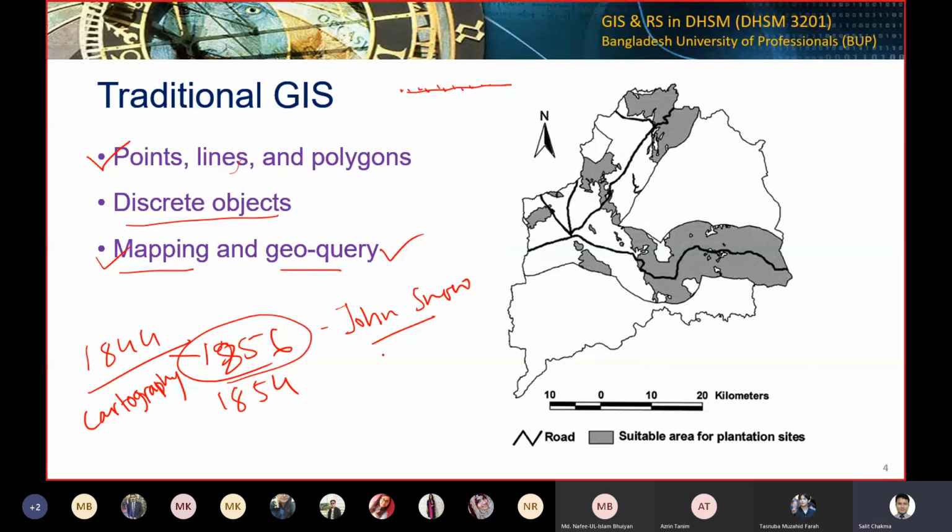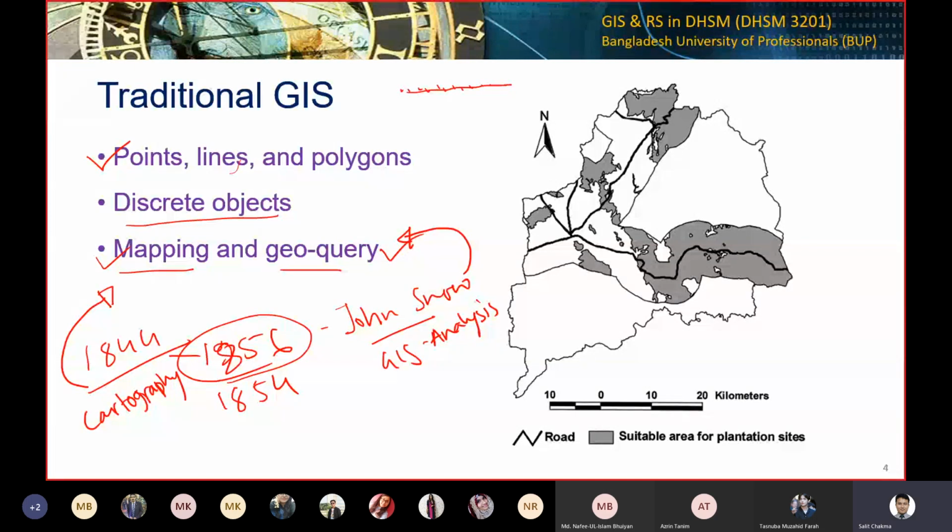And John Snow actually did GIS, because he did analysis. And this is not analysis, this is just mapping. So in the first part, this is mapping, and that's GeoQuery.